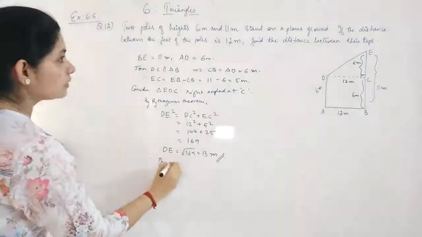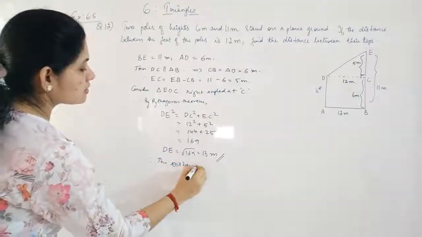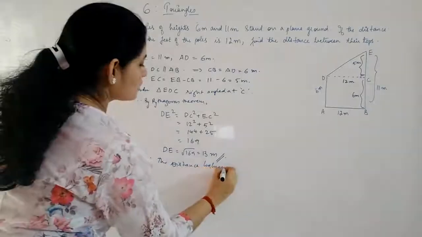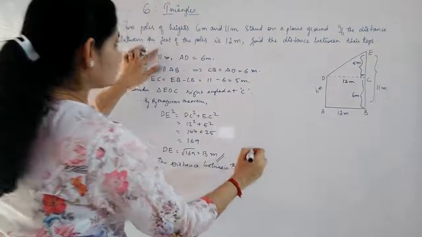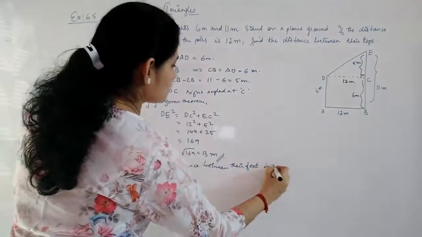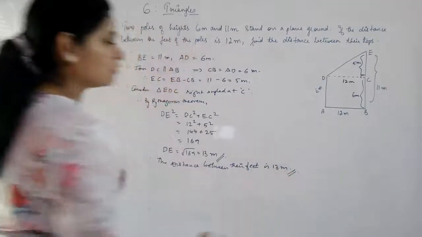Therefore, the distance between the tops of the poles is 13 meter. Okay.